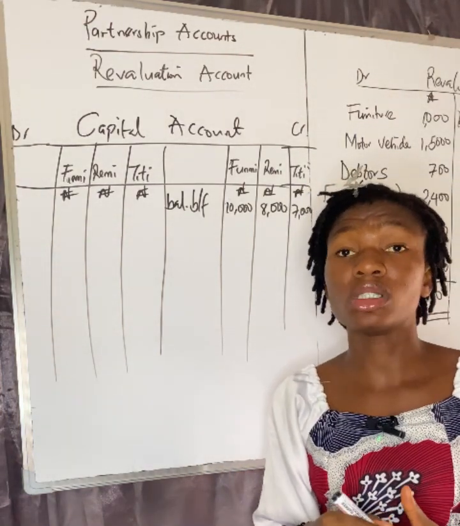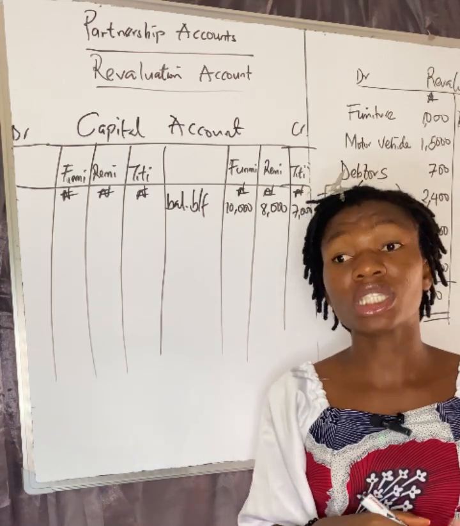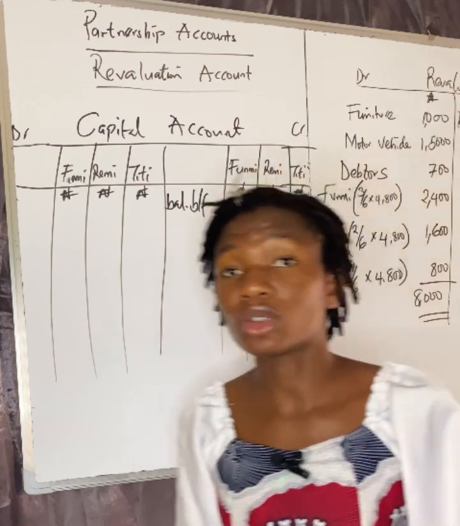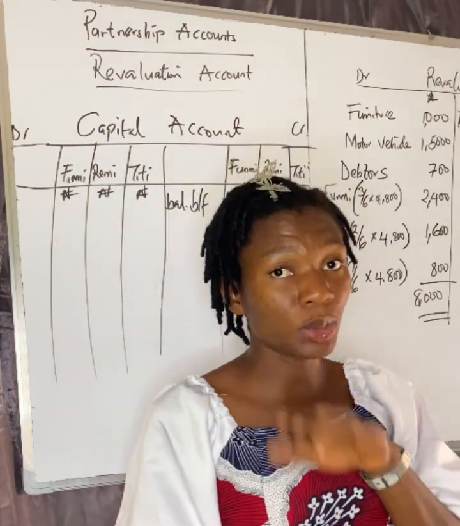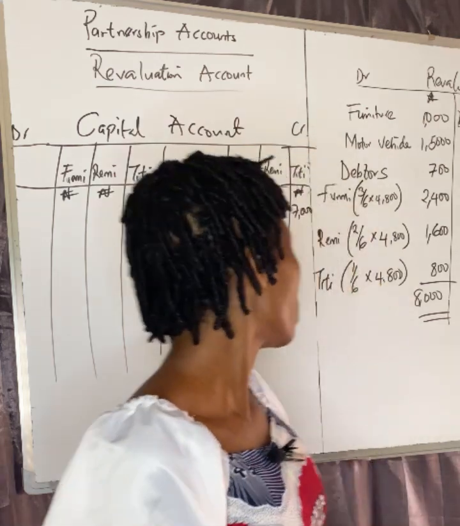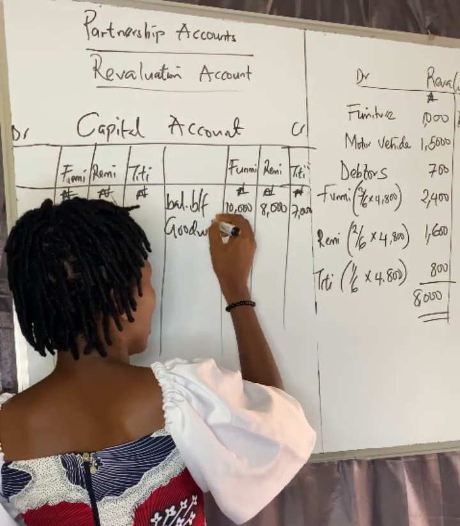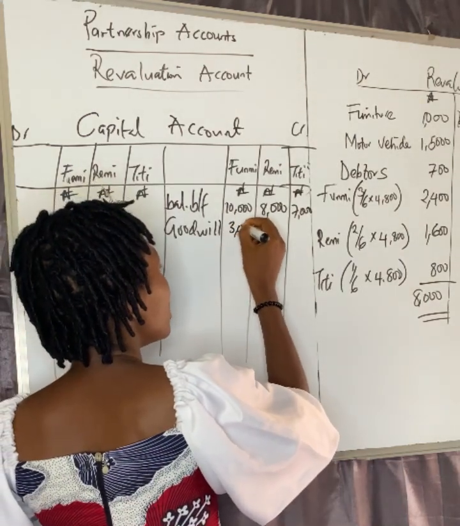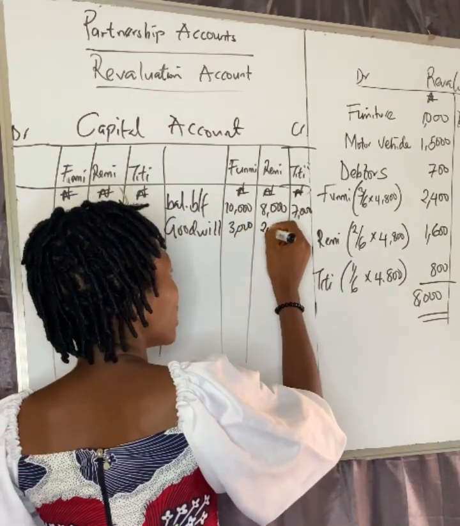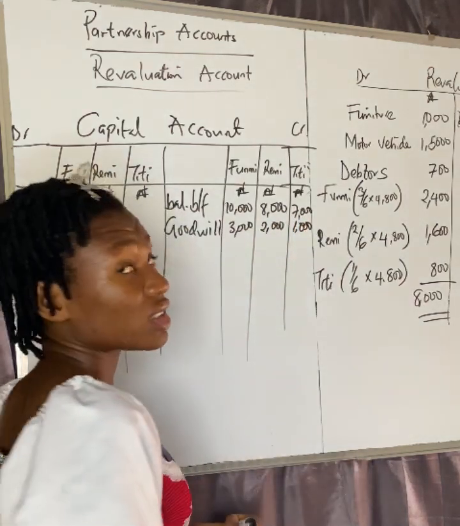Like I said, goodwill has a direct impact on the capital account. Now we're not told that goodwill is going to be written off, which means it's going to be retained in the books of account. So I'll be entering goodwill. For the first partner, our goodwill is 3,000 naira. For the second partner, we have 2,000, and lastly for the third partner, we have 1,000 naira.